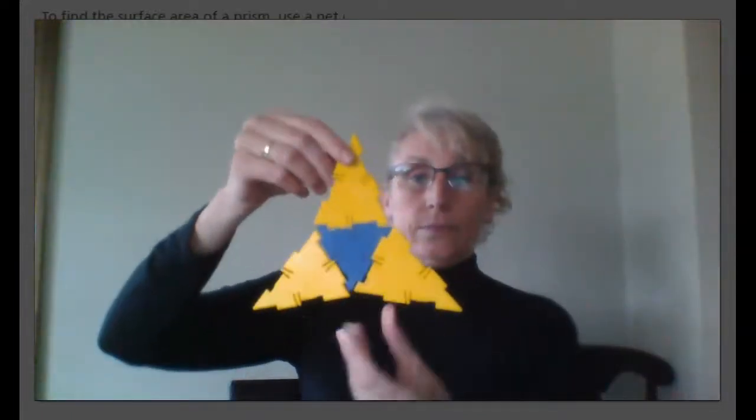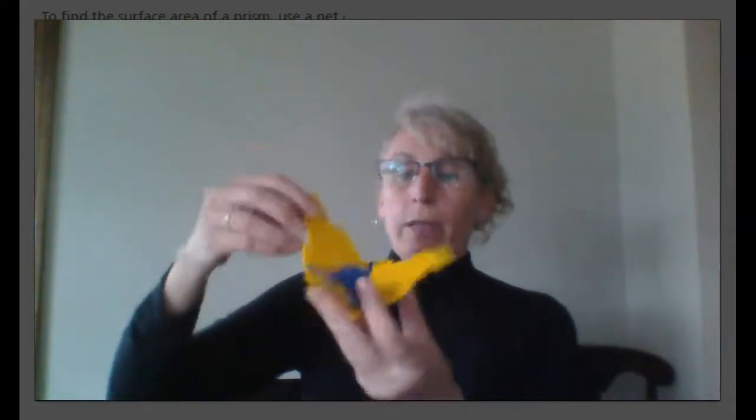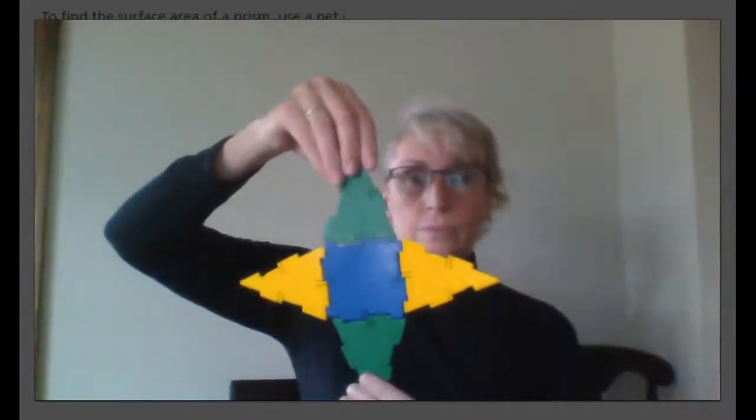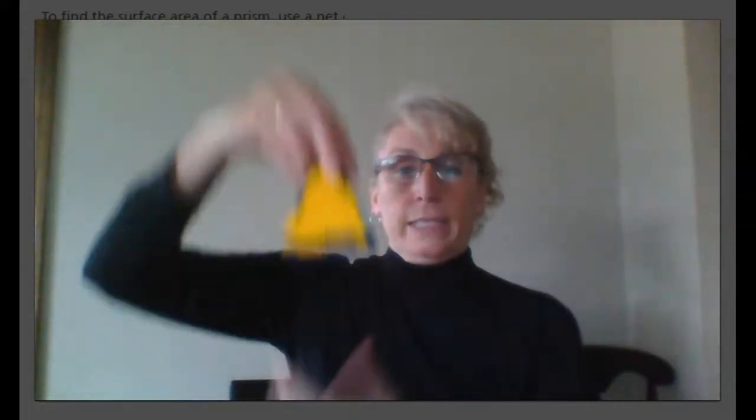The pyramids, when you unfold those, they look like this. This is the triangular pyramid. And there you have it. Let's take a look at the square pyramid. Square on the bottom, the four sides, folds up to a pyramid like that.